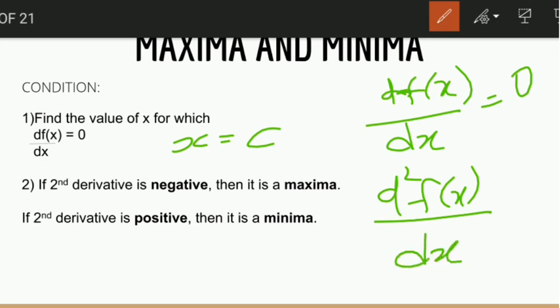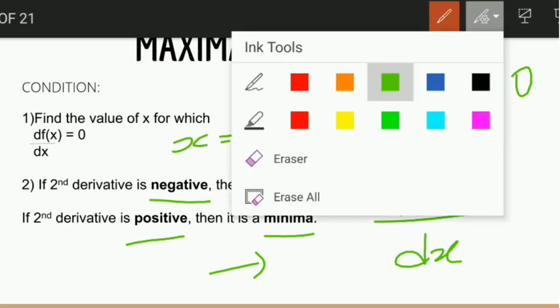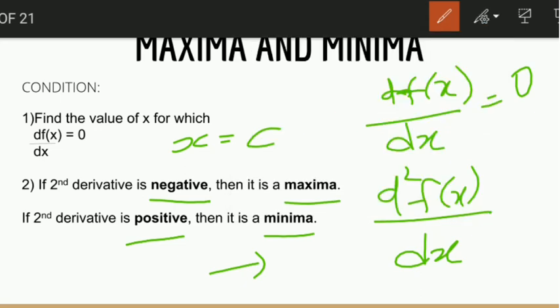And substitute the value of c. You are actually finding the second derivative and substituting the value of c. If the value you get is negative then it's maxima, and if it's positive then it's minima. Just the opposite kind of thing. Let's make a note of it: if it's negative, it's maxima, and if it's positive, it's minima. Yeah, that's it.